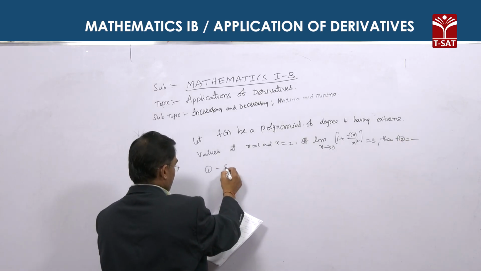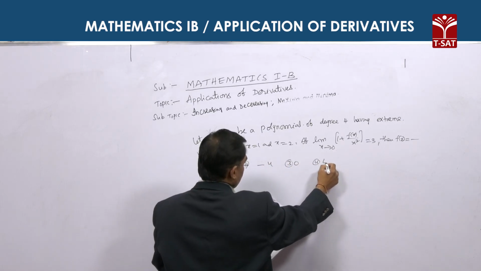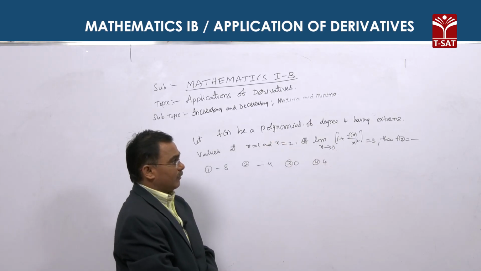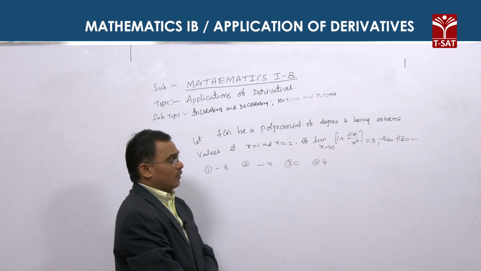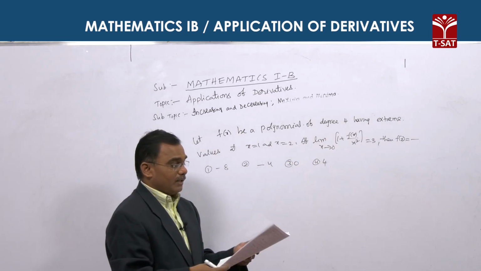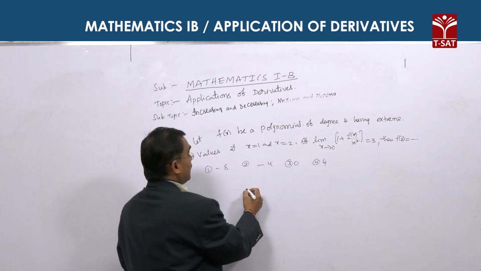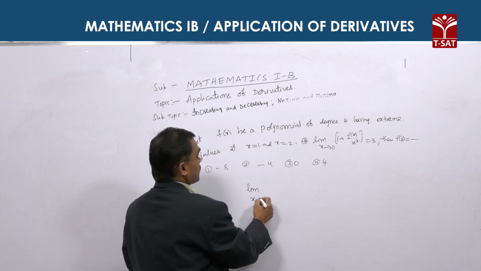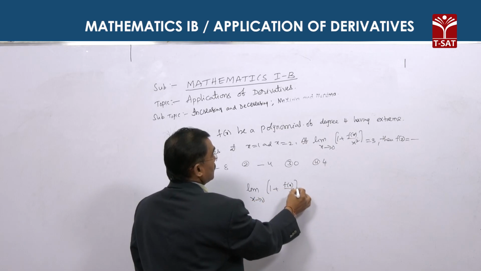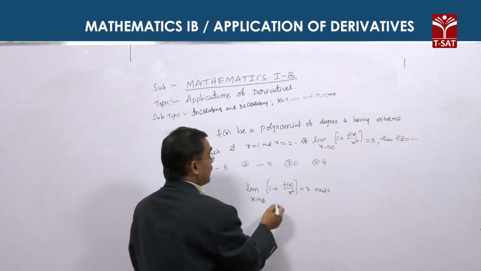The first response is -8, second response is -4, third response is 0, fourth response is 4, right. What is given? f of x is a polynomial of degree 4, extreme values at x equal to 1 and 2. If the limit value is 3, then find f of 2. We observe that the limit as x tends to 0 of 1 plus f of x by x square is equal to 3 exists.